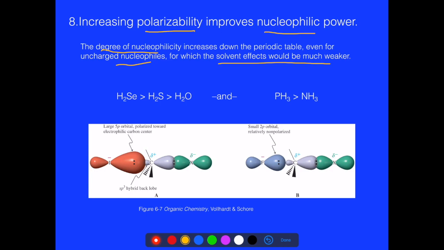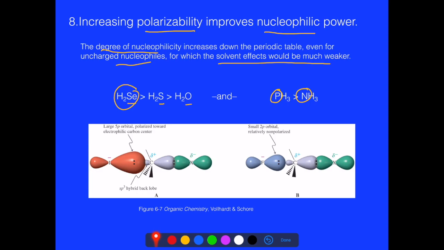We can also see the same thing with selenium, more towards the bottom of the column than sulfur and oxygen. So selenium would be a better nucleophile. Same thing with phosphorus and nitrogen: phosphorus is lower. These atoms that are lower are larger, and they can be more polarized. If you're comparing iodine and fluorine, notice the lobe of iodine is much larger than fluorine.